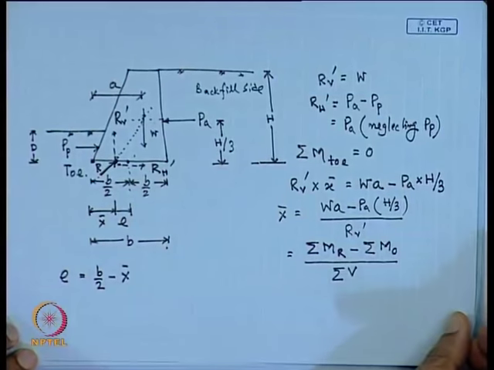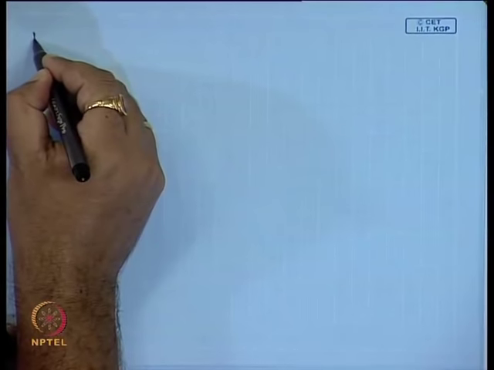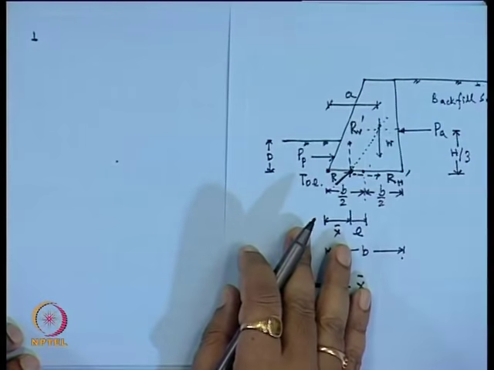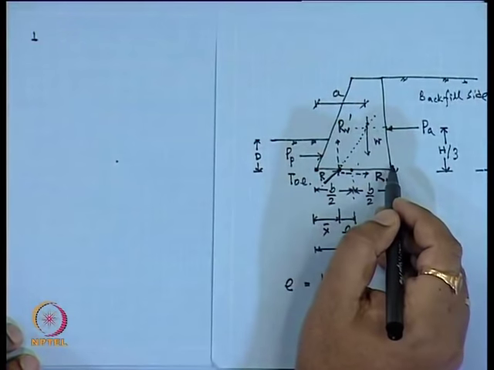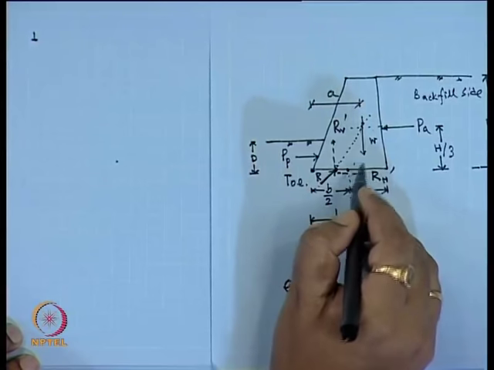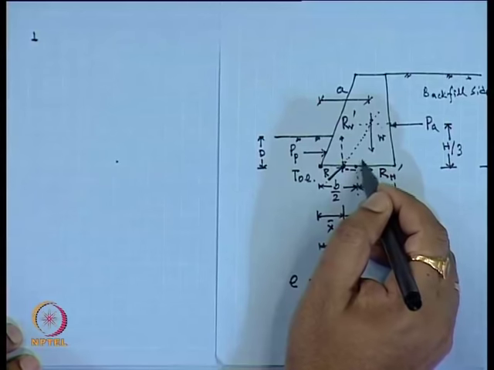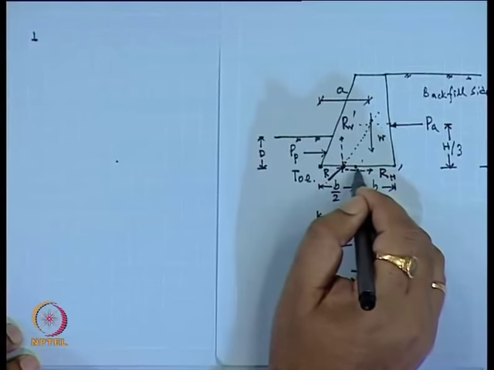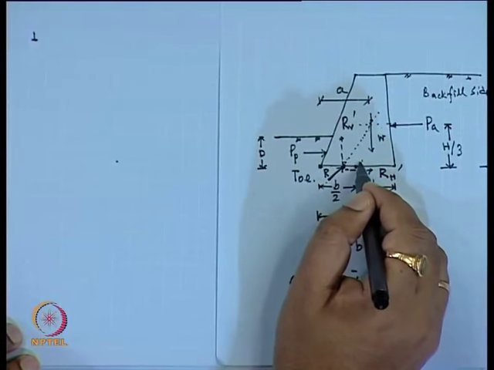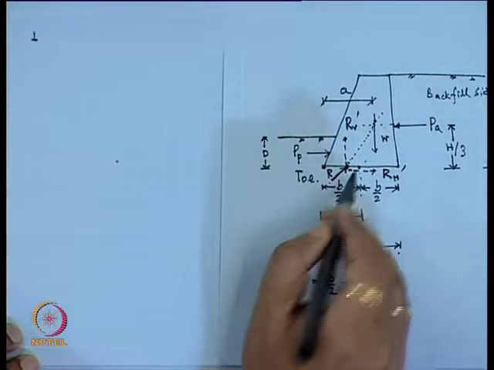Now, based on that, what are the different stability checks that we will consider? The first one is sliding between the soil and the retaining wall base. It may fail because of sliding if the friction force is not enough between the base of the retaining wall and the soil. So, that sliding you have to prevent.